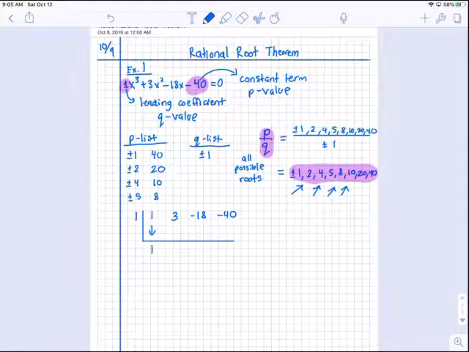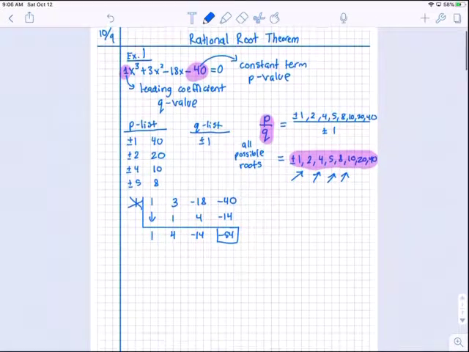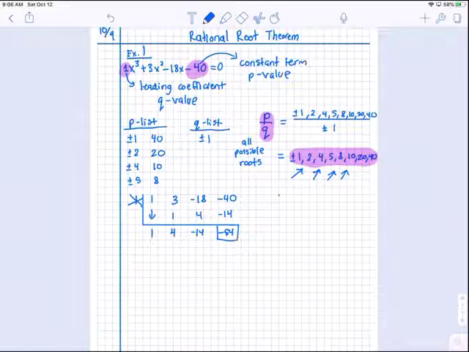1 times 1 will give me 1, 3, and then add, right? Multiply and then add, multiply and then add, multiply and add. So 4 times 1, 4, add, negative 14. 1 times negative 14, negative 14, and then we add, we get negative 54. So unfortunately, negative 54 is not a remainder of 0, which means 1 is not a root. So now let's pick another one. Let's go for negative 2 now.